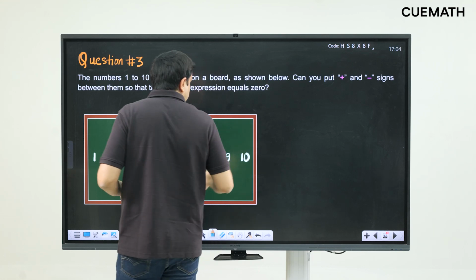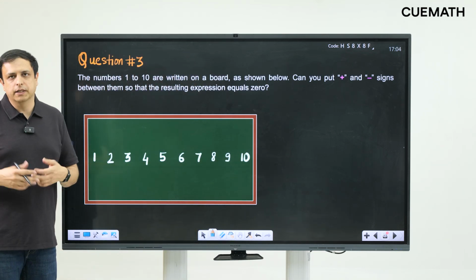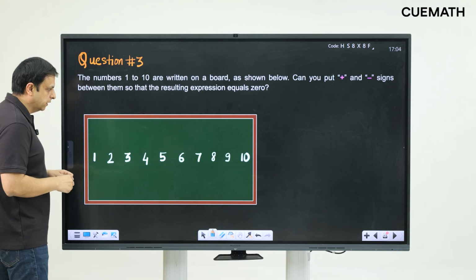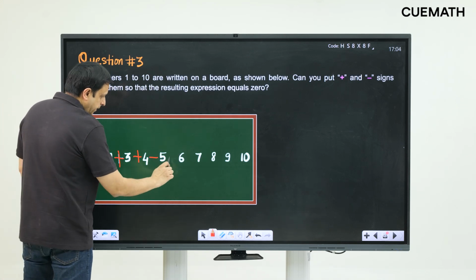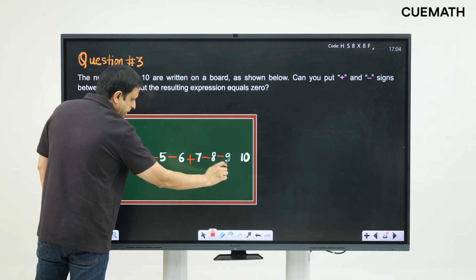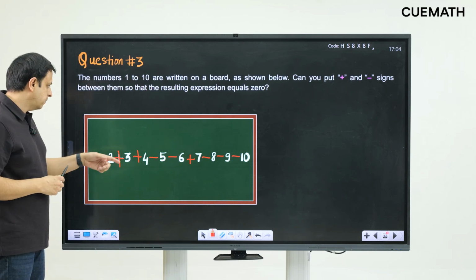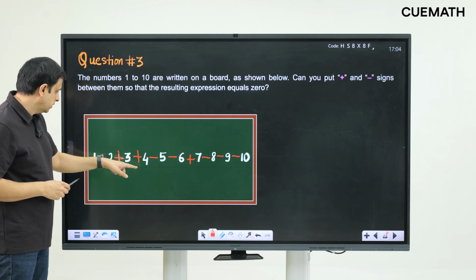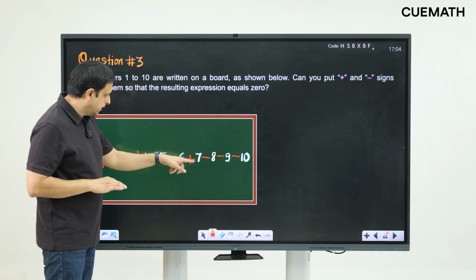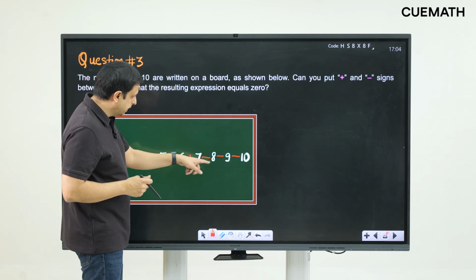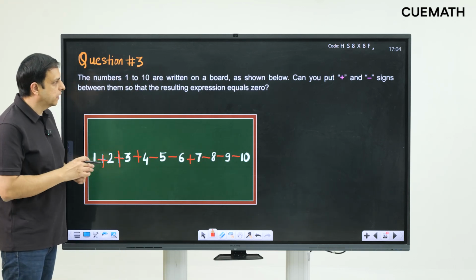So the question says put plus and minus signs between these 10 numbers so that the resulting expression equals 0. Let me just put some random combination of signs. So let's say plus here, plus here, and minus here, plus here, minus here, minus here, minus here. So what is the value of this expression? 1 plus 2 plus 3 plus 4 is 10, minus 5 is 5, minus 6 is minus 1, plus 7 is 6, and then 6 minus 8 is minus 2, and then minus 11, and then minus 21. So this is clearly not equal to 0.